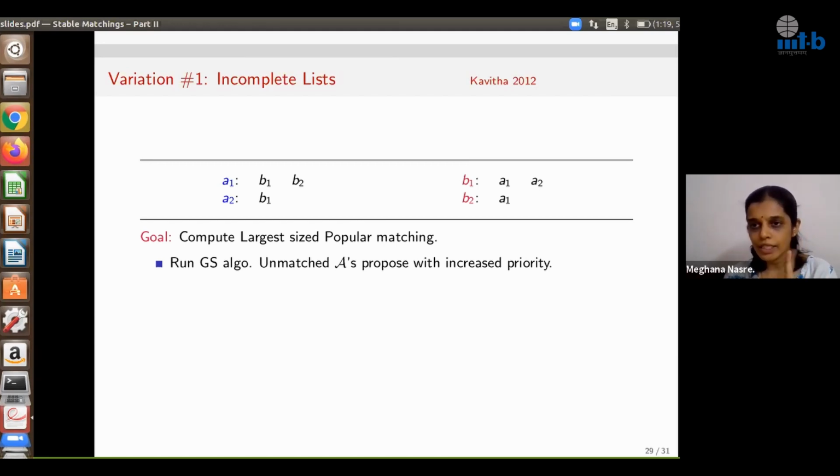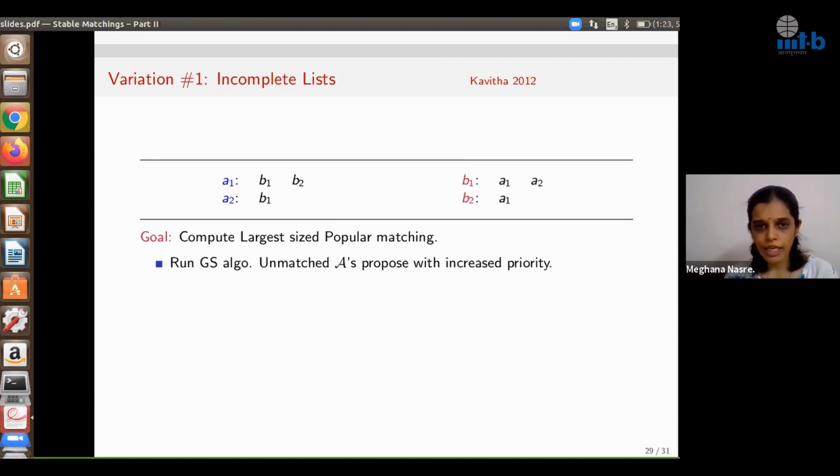But if you get two increased priority proposals, that is, you are currently matched to a starred man A star, and you get a proposal from A prime star, then you will look at your original preference list and ask which one do I prefer between the two, and you will use your original preference list to decide. So between two starred men, you use your regular preference. Between two unstarred men, you use your regular preference. Between a starred and an unstarred man, the woman will always accept the starred person.